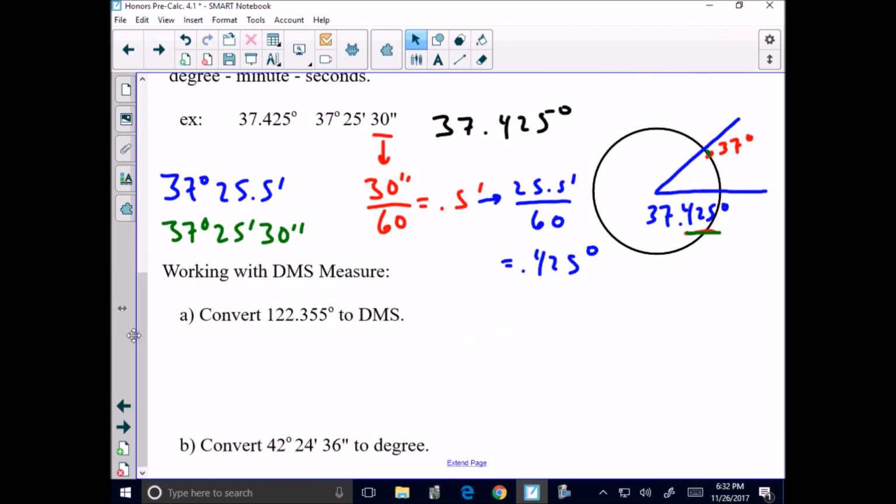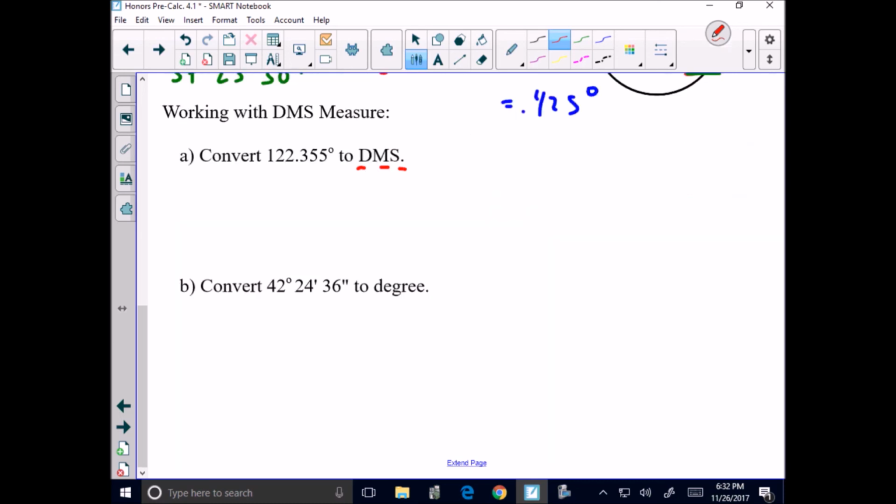All right, so what I want you guys to do is to go ahead and try a couple of these on your own. So right here we've got straight degrees with A, so we want to convert 122.355 degrees to degrees, minutes, seconds. And then with B, what we're looking to do is convert our degrees, minutes, seconds into straight degrees. So take 42 degrees, 24 minutes, and 36 seconds, and then go back into straight degrees. All right, so why don't you guys pause the video and give this one a shot.